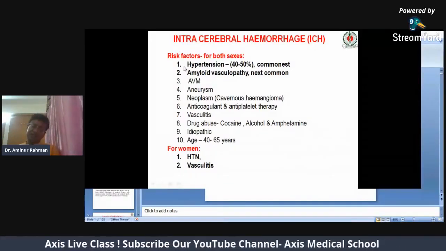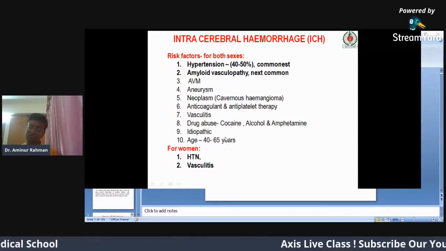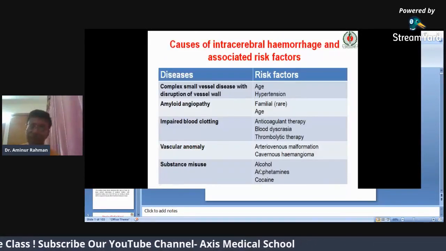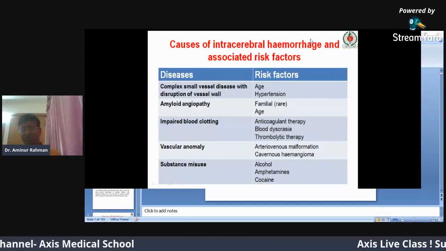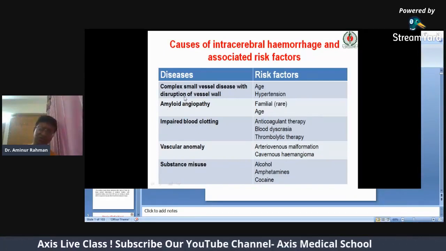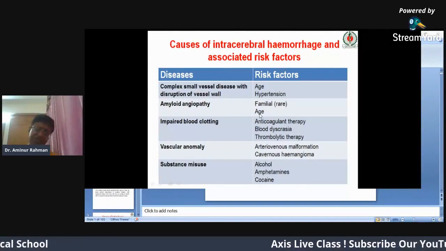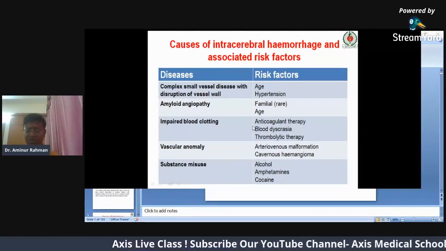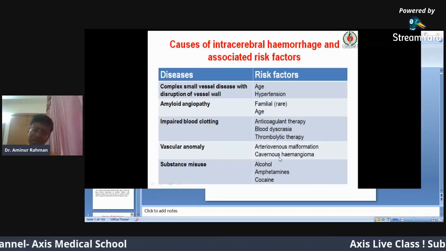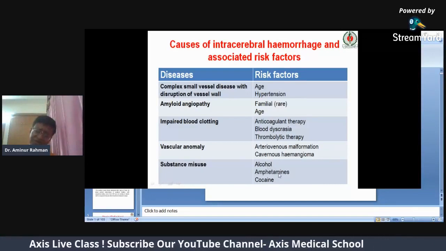vasculopathy. Other causes are aneurysm, neoplasm, anticoagulants, vasculitis, drug abuse, and idiopathic, at age 40 to 60 years. In women, important causes are hypertension and vasculitis. The associated risk factors for intracerebral hemorrhage are small vessel disease with distal disruption of blood vessels, age and hypertension, amyloid angiopathy, familial factors and age, impaired blood clotting and anticoagulant therapy, blood dyscrasias, thrombolytic therapy, vascular anomalies, arteriovenous malformation, and cavernous hemangioma. Substance misuse includes alcohol, amphetamine, and cocaine.